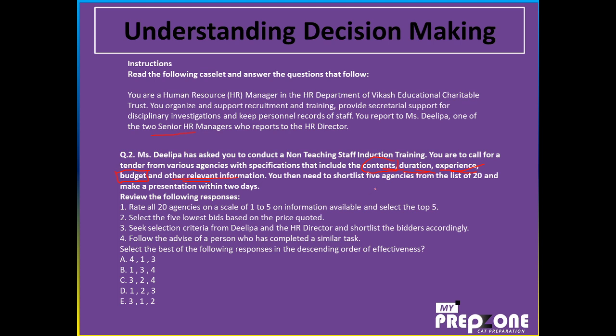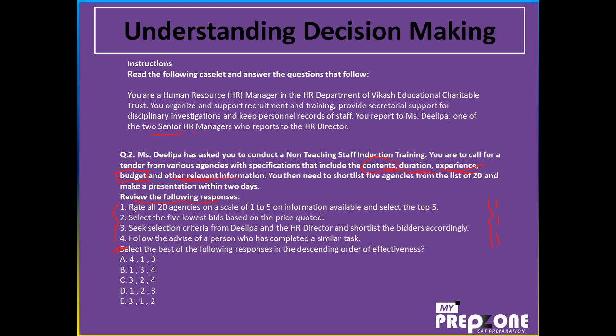Then you need to shortlist 5 agencies from the list of 20 and make a presentation within 2 days. Before reviewing the responses, let me read the question for you. Select the best of the following responses in the descending order of effectiveness. That means the most effective, then less effective, and then the least effective, the top 3. Which means if there are 4 responses, one response will be the least effective and should not even be part of your answer. Right? So let us see.